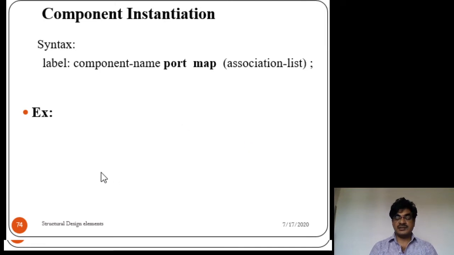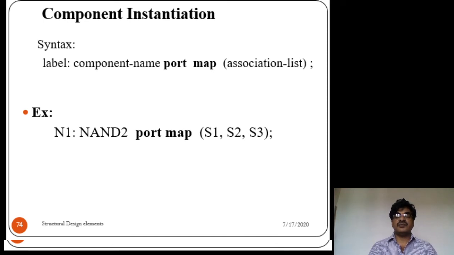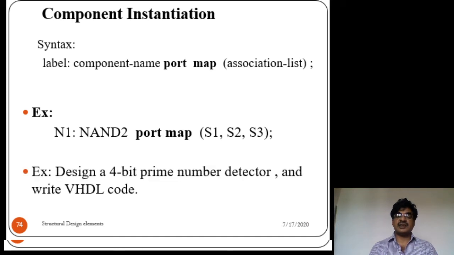The example for this: for the same NAND2, the instantiation statement starts with the label name, here N1. N1 is the label name, colon, component name. Already in the component declaration we have given the name NAND2; the same name you have to use here also, NAND2 followed by port map of association list. The association list is compulsory to follow the order in which the signals are declared in the component declaration. So S1 is input, S2 also input, but S3 is output. That is the way you can declare and write the instantiation statement.